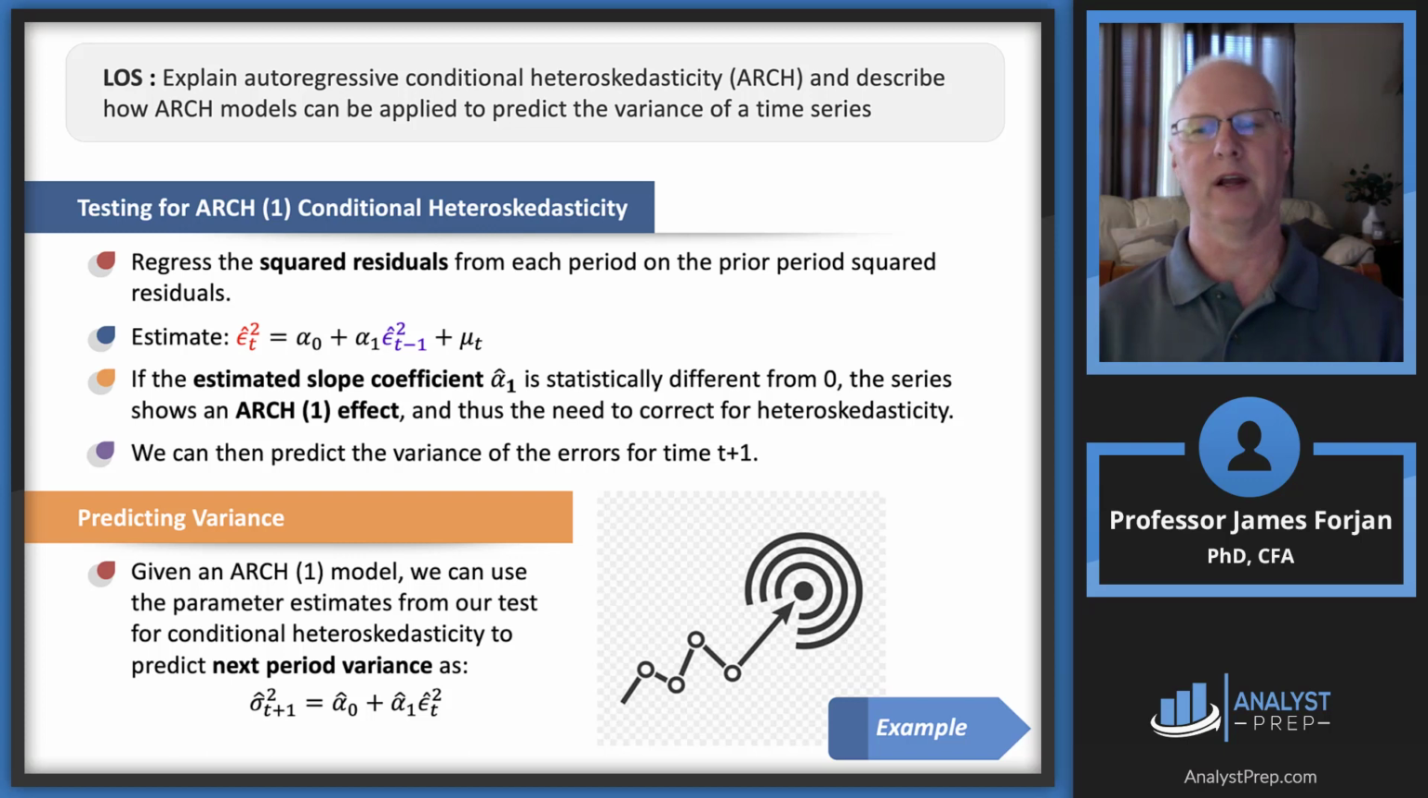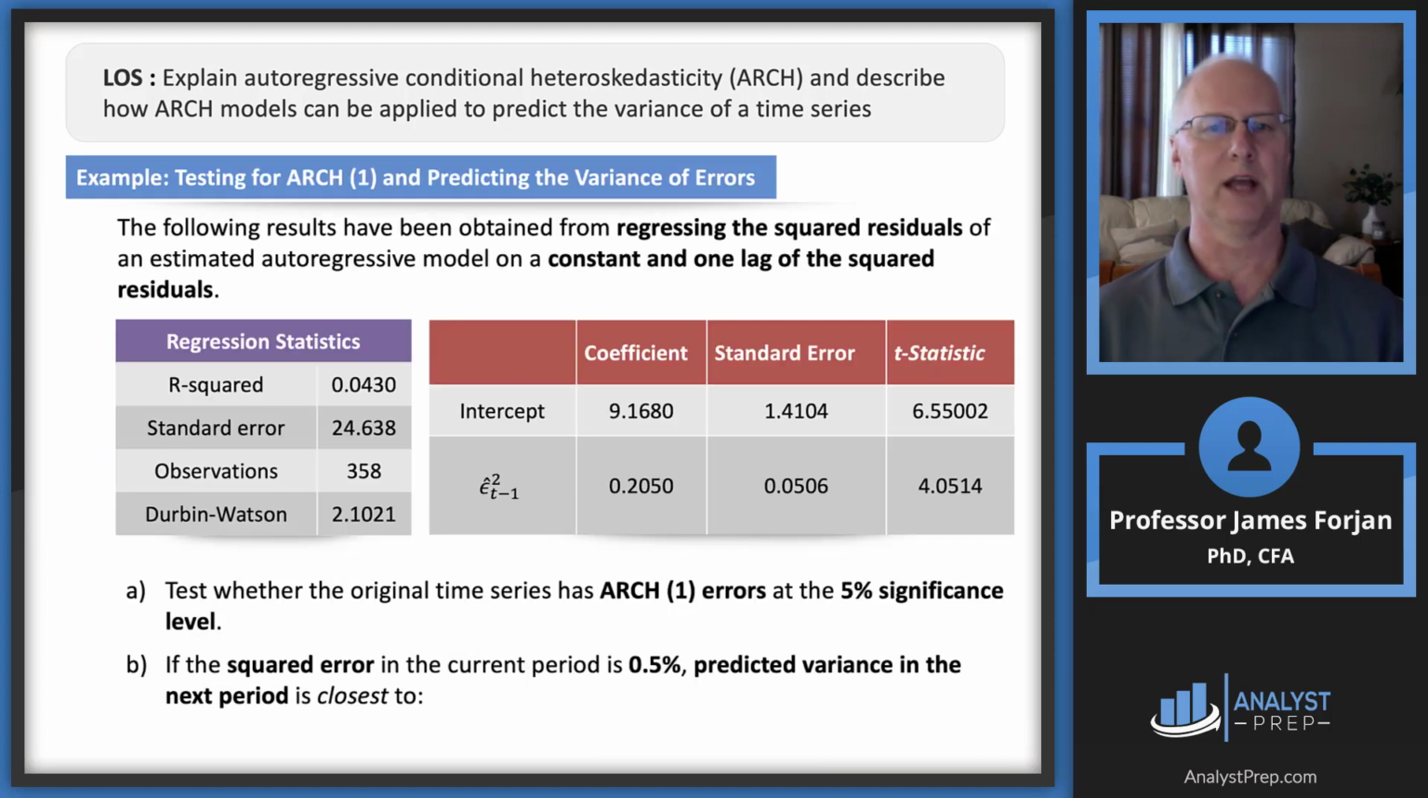Then we can predict the variance of the errors for the time period t plus 1. All right, so let's take a look at an example here. So here are the results from regressing the squared residuals on a constant, so there's the intercept, and a 1 lag of the squared residuals. All right, so there's our coefficients, 916 for the intercept, and 2050 for the residuals. There's the standard errors that are given in this output, and there are the test statistics.